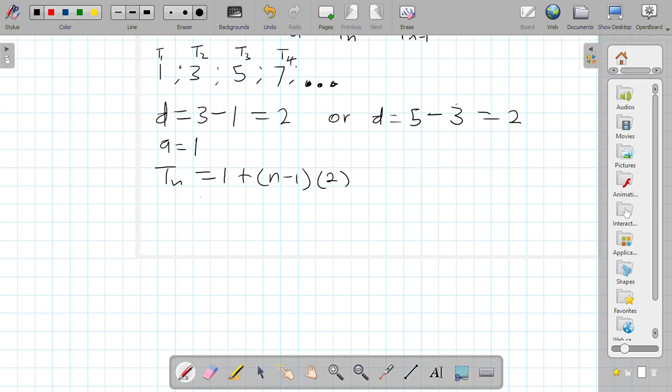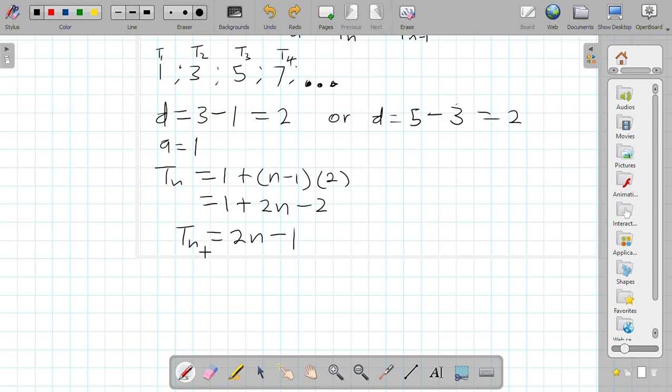Therefore we get something like 1 plus 2 times n is 2n, 2 times negative 1 is negative 2. Simplifying further, we have 2n, then 1 minus 2 equals minus 1. Therefore this is our nth term, or Tn.